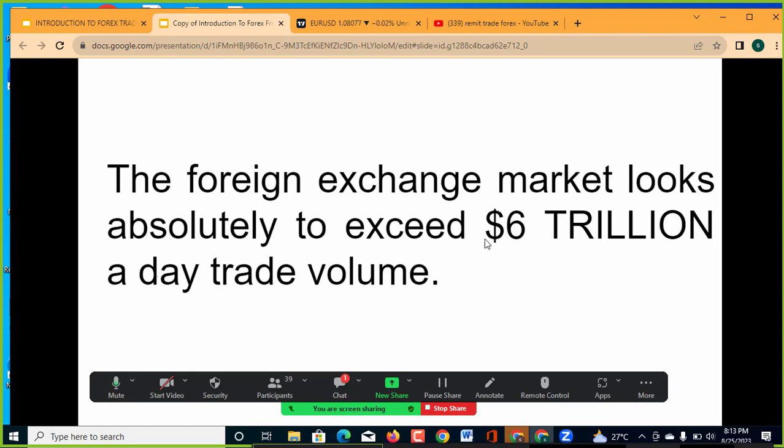But the Forex market exceeds that, we're talking about $6 trillion day traded volume, which is very, very important. So this also means that it is a very liquid market. You can buy and sell currencies at any time. There is always a buyer and a seller for any currency pair that you want to buy or sell at any given point in time in the Forex market.